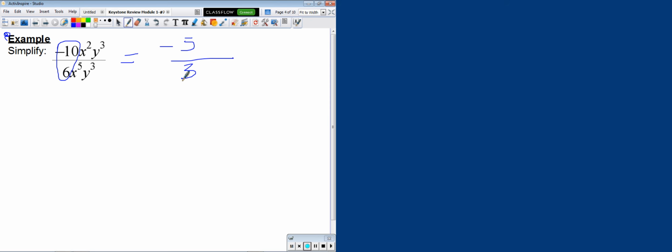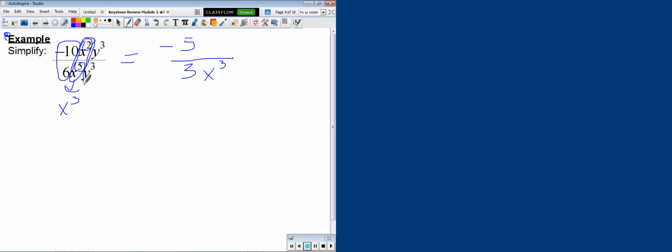And then from here, I'm going to look at the variables. So just note here I have x's on the top and bottom. So I'm going to do 5 minus 2, bigger minus smaller. 5 minus 2 is 3. So the answer to this is x cubed. And that answer is going to go on the bottom because there's more x's on the bottom than there is on the top.